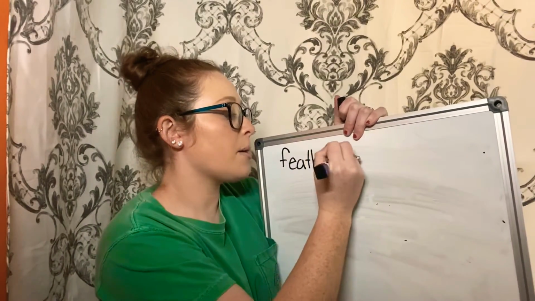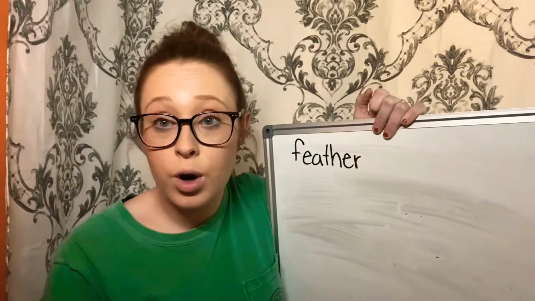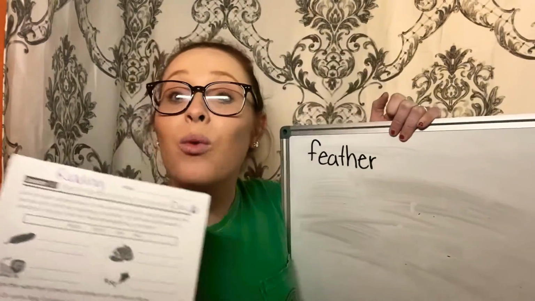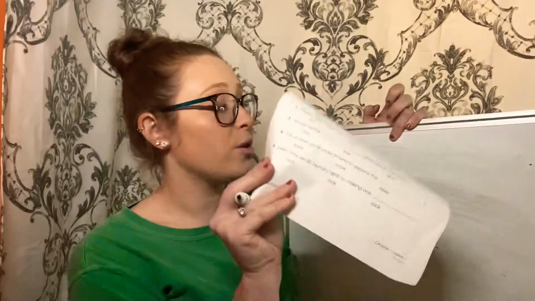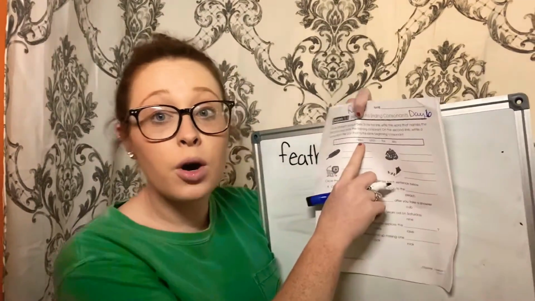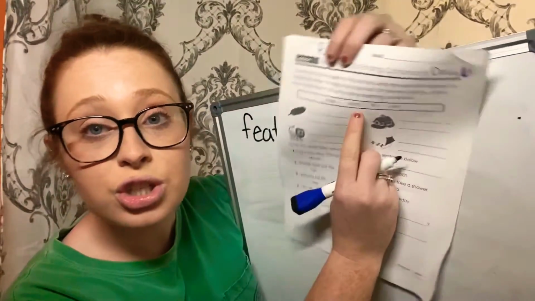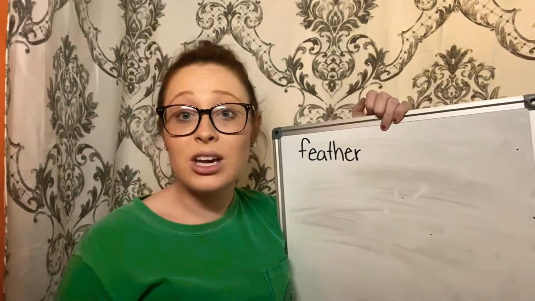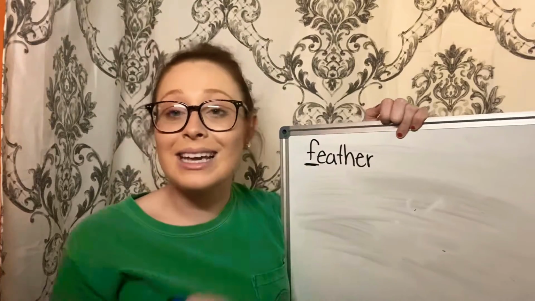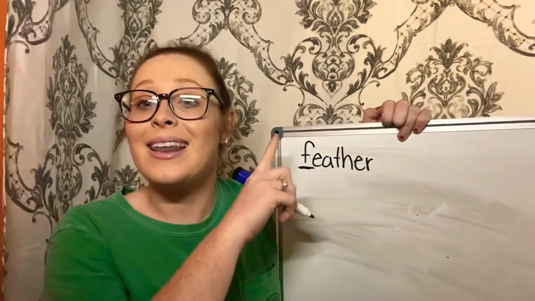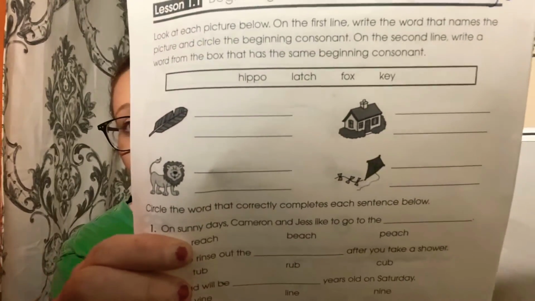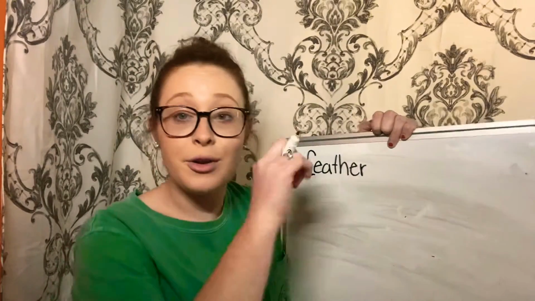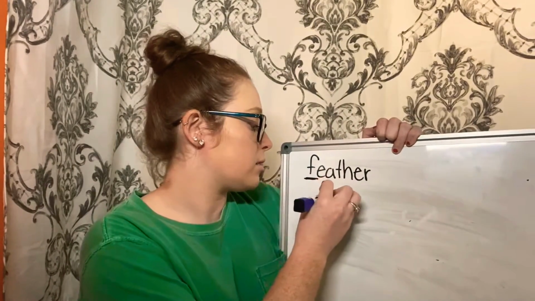Now, we're going to look back at the words that are at the top of the box up there, and we're going to figure out what word will go with that. So, those words that we have: hippo, latch, fox, and key. Okay? So, remember, beginning consonant, the beginning letter of that word, and that is F. So what word in that will go with it? Hippo, latch, fox, or key? Probably fox. So underneath that, you're going to write fox.